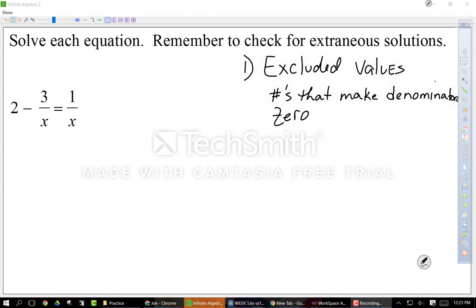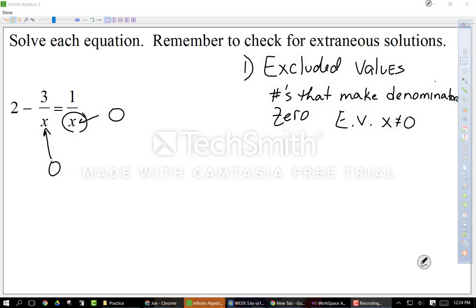So if I come back to my equation, which is up here, 2 minus 3 over x equals 1 over x, I want to find the value of x such that it's true when I plug it in. Remember, we make the denominator 0. So what number would make this x 0? Well, 0. What number would make this x 0? That's 0. So my excluded values are x cannot be 0.